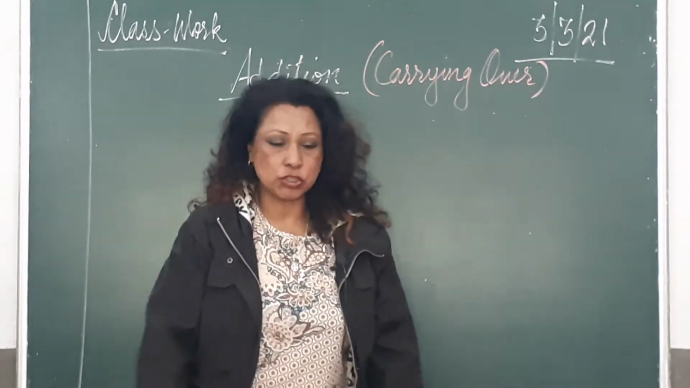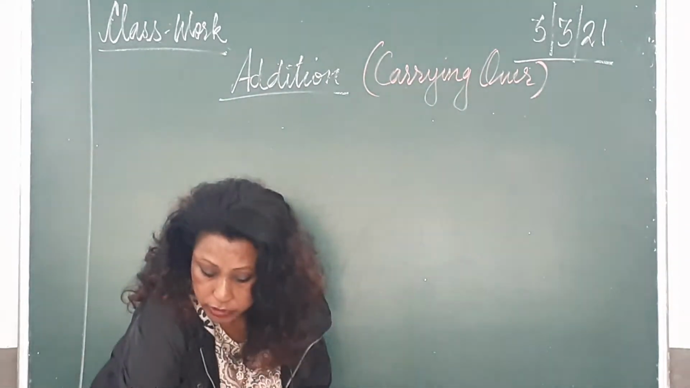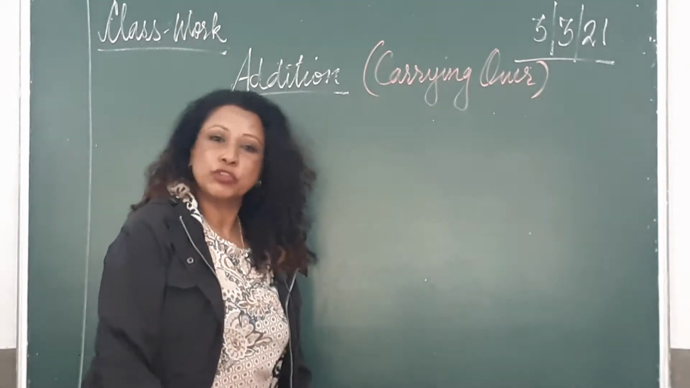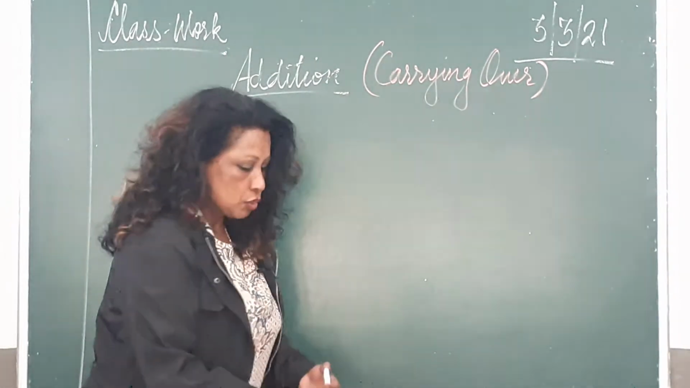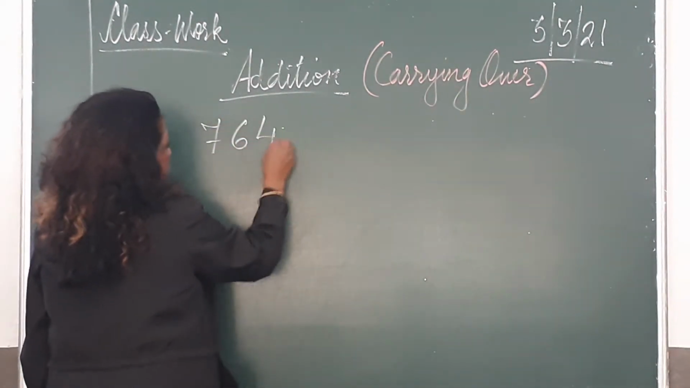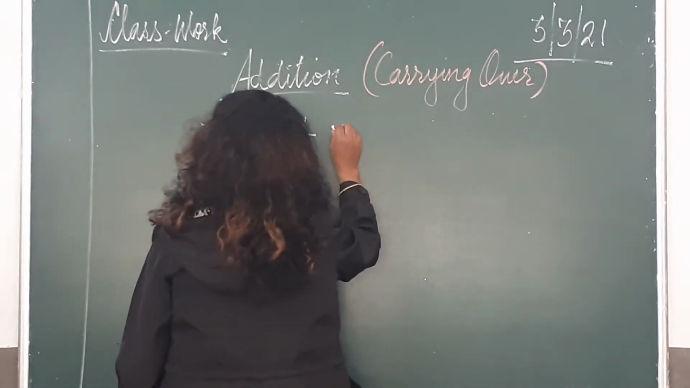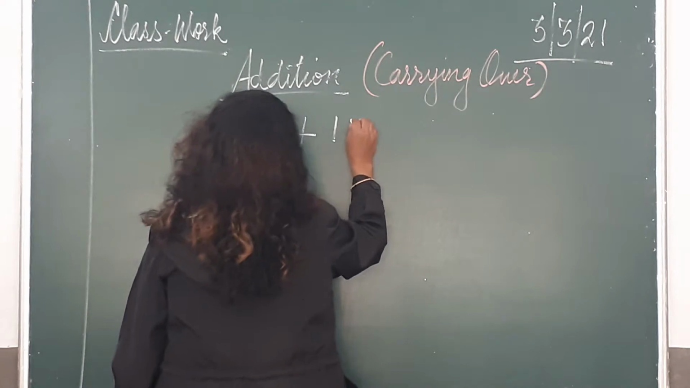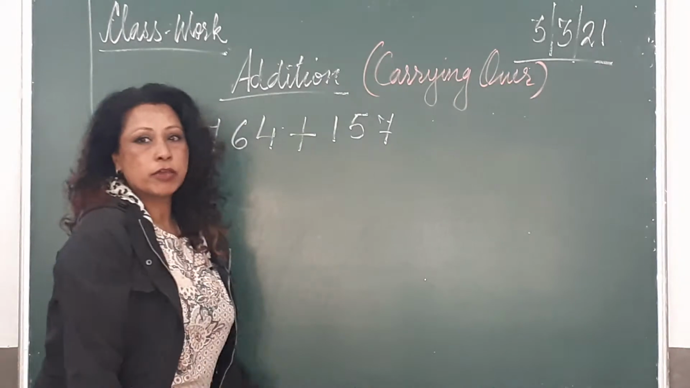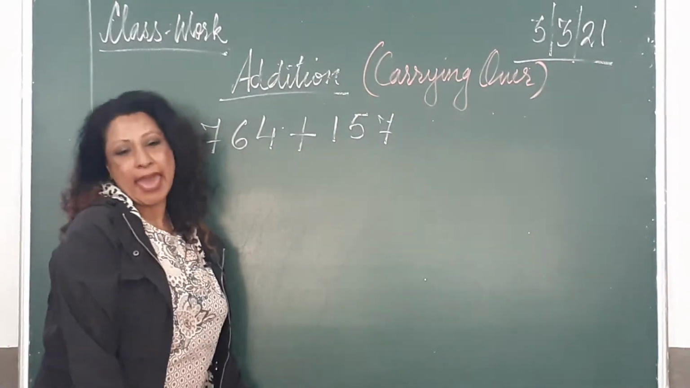Alright, let me start with the 3-digit numbers. We have already done 2 digits. Now we have already started with 3 digits, right? So I want to start carrying over with 3 digits straight away. Alright, so let me write. Okay, this is the question. You have to arrange this and add.